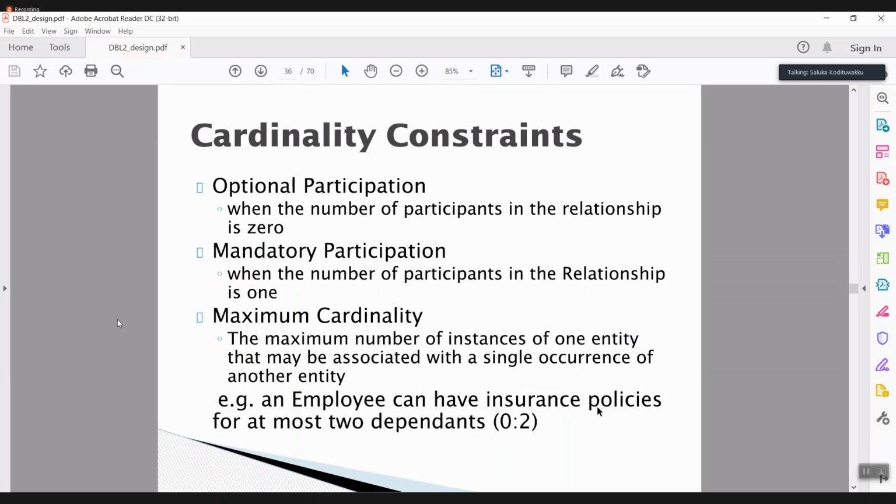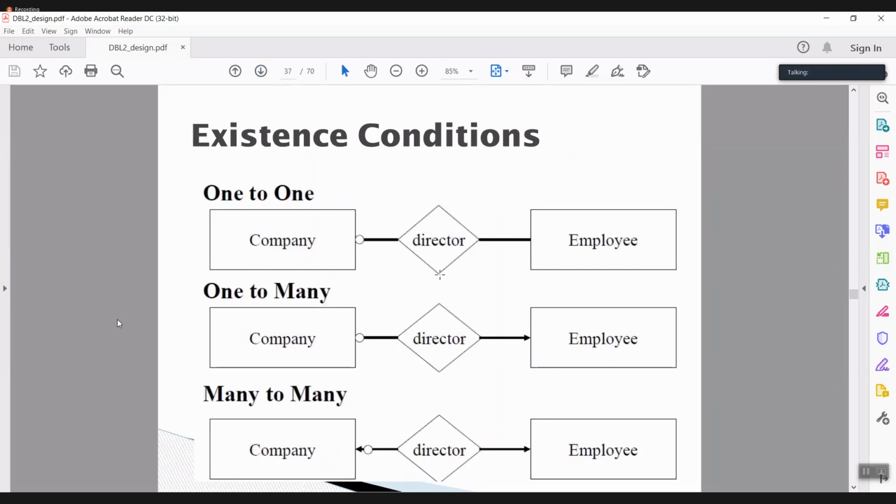Employees can have insurance policies for at most 2 dependents. That means an employee may have insurance or may not have. If the employee does not have, then the cardinality is 0. But if the employee has it, the maximum possible is 2, and that is why 0, 2. That is, on the employee entity side the cardinality is 0, and on the dependent entity side the cardinality is 2.